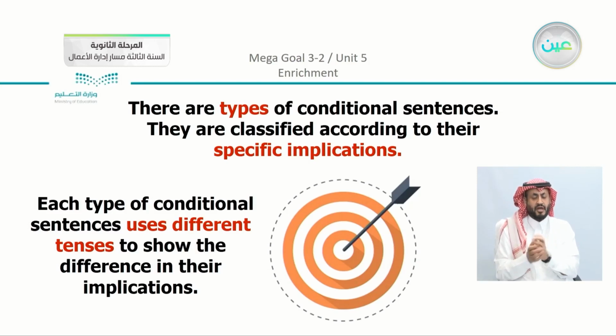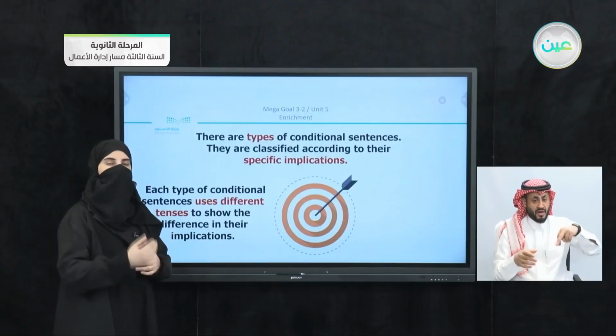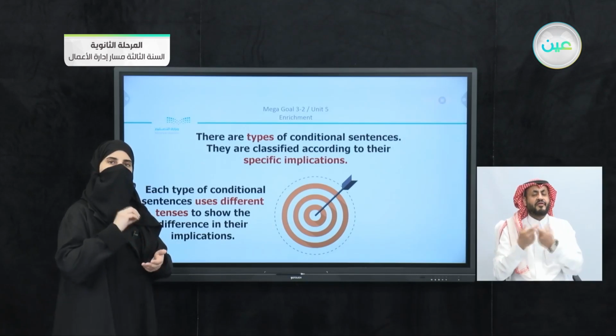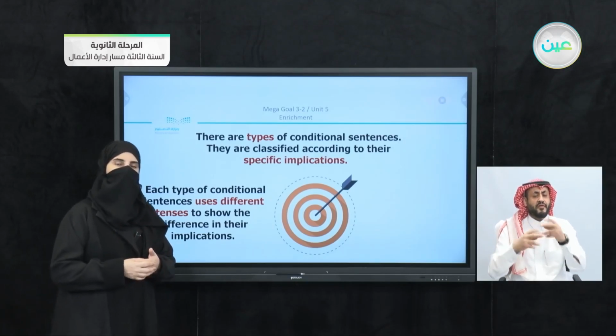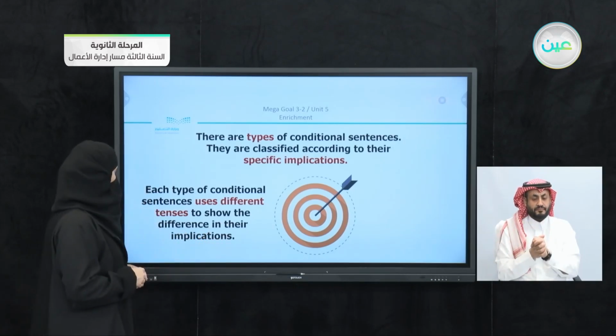There are types of conditional sentences. They are classified according to their specific implications. Do you remember what we said about it? Did we just take one type? No, I just showed you an example of the first degree, which shows that there is a result. If it rains, we will not go out. This is the result. Was this the only structure that we studied in our lesson? Now let's revise and see here.